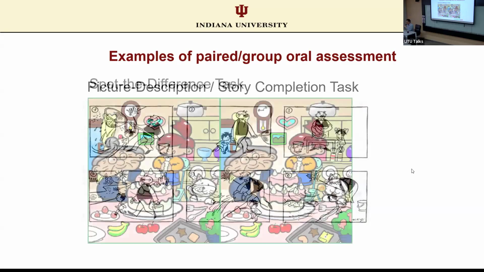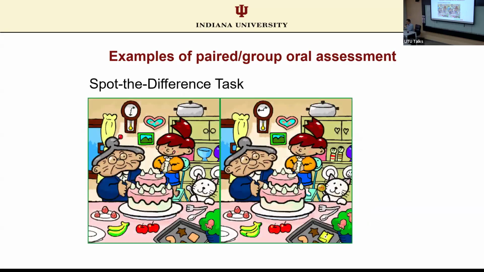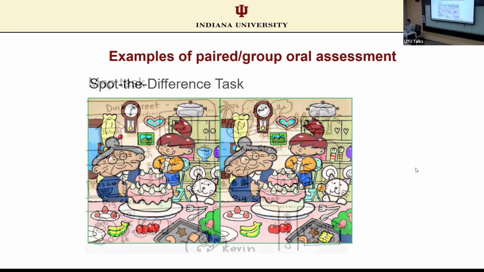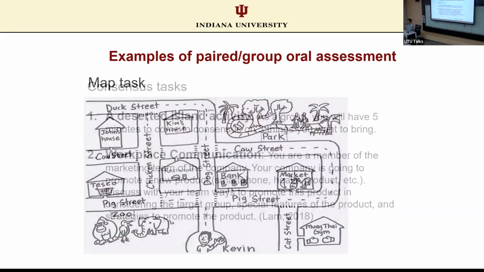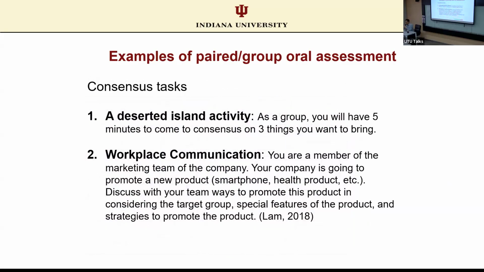And then if you have really novice level, you could do simpler tasks like a spot the difference task, and a map task is also possible. And then for a little more advanced level, you could give what you call a consensus task. So they have to agree with each other as a group or pair. So like, hey, you have 5 minutes, but you have to agree on the 3 things you would bring to a deserted island, right? So you just happen to be on an island where nobody lives, then what would you bring?